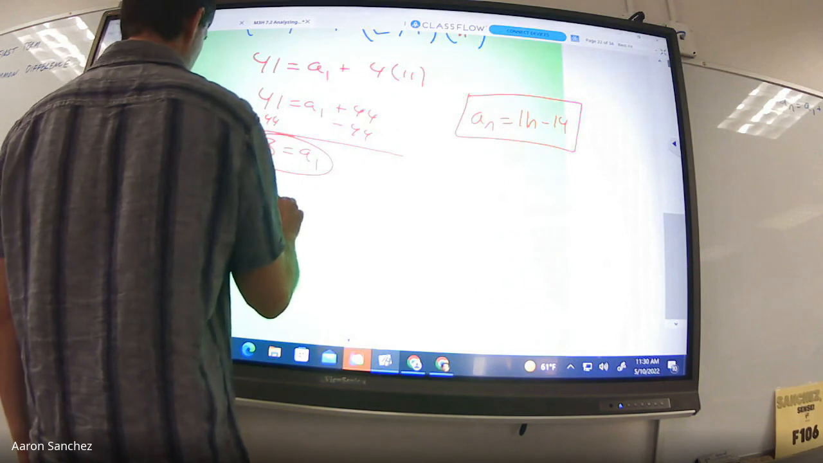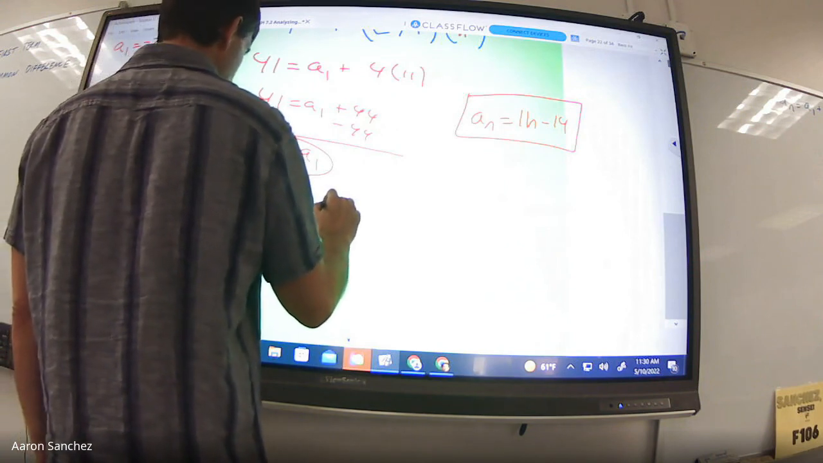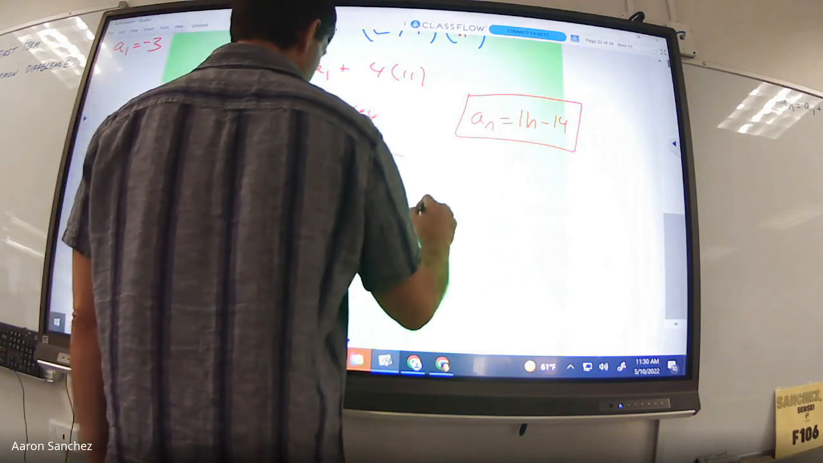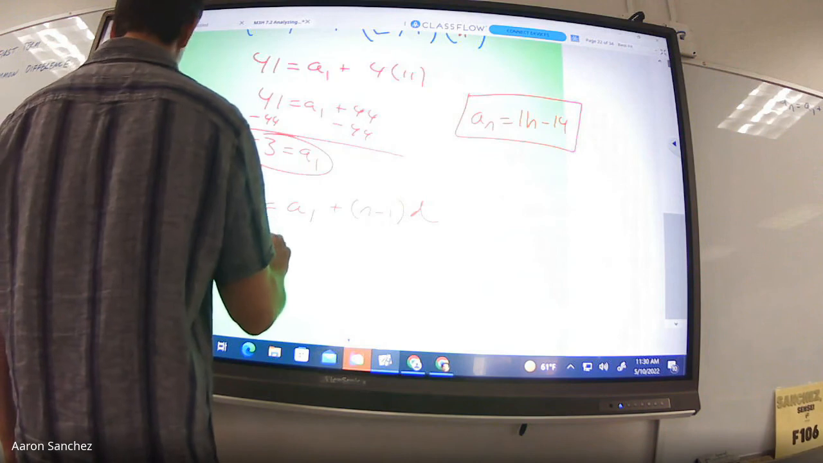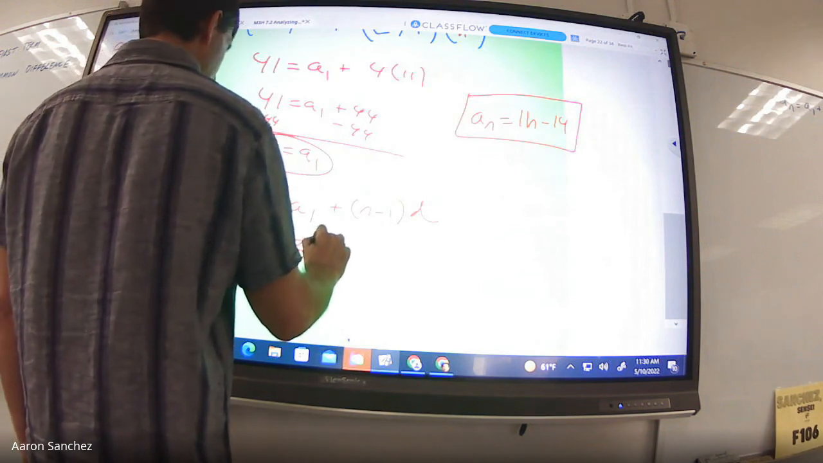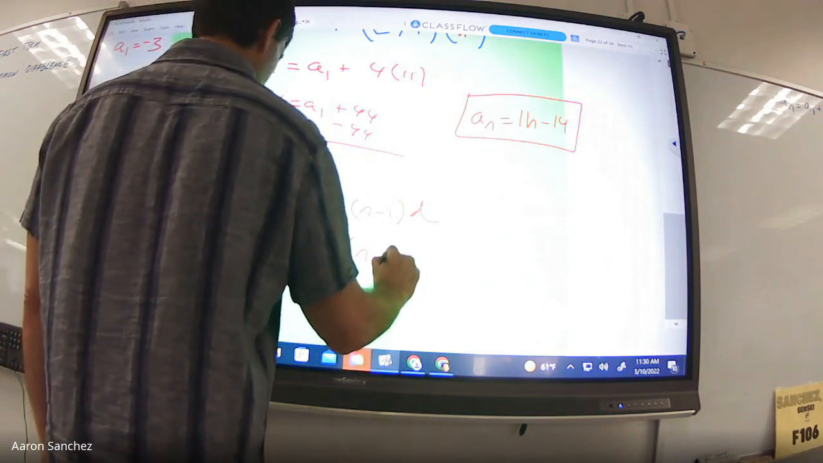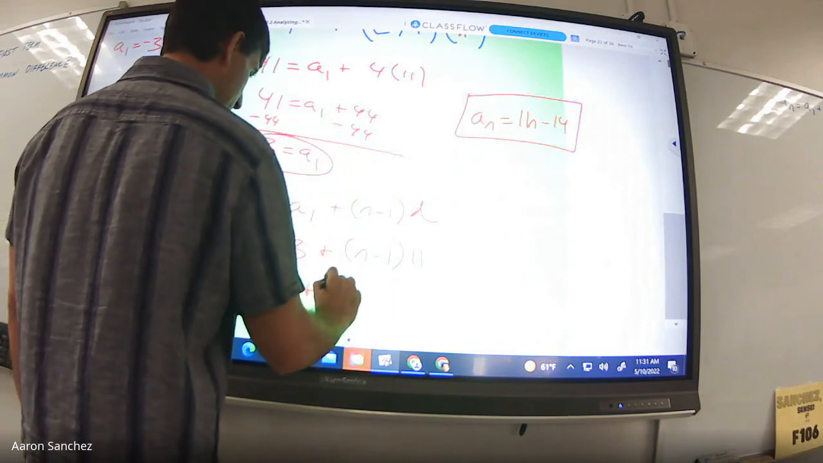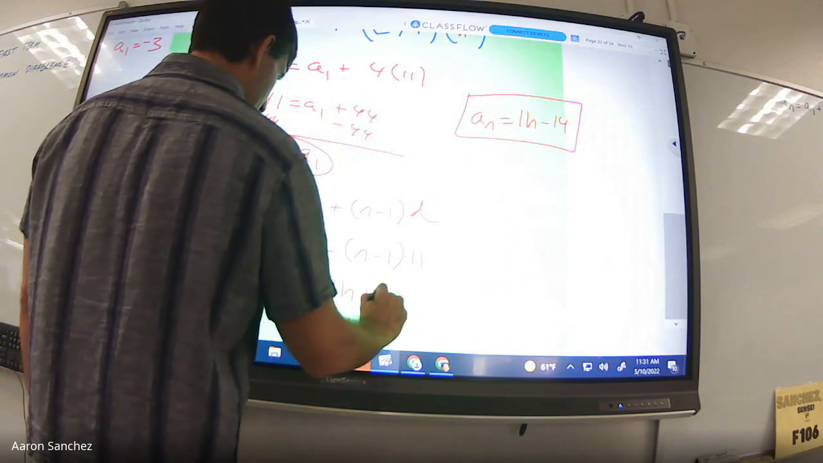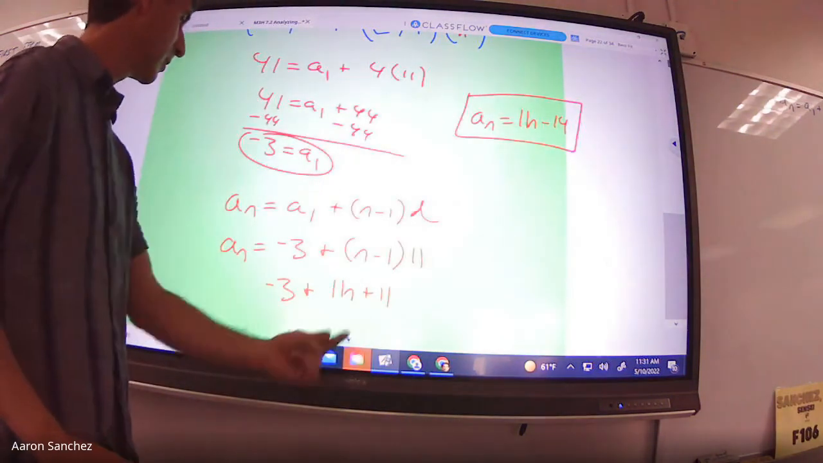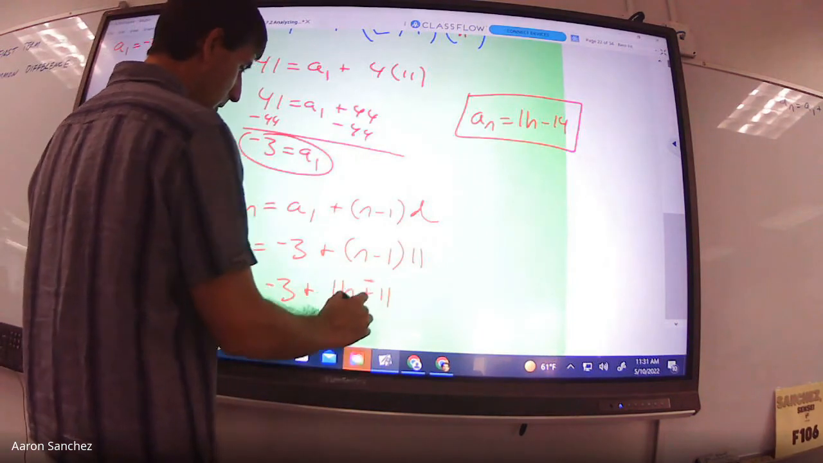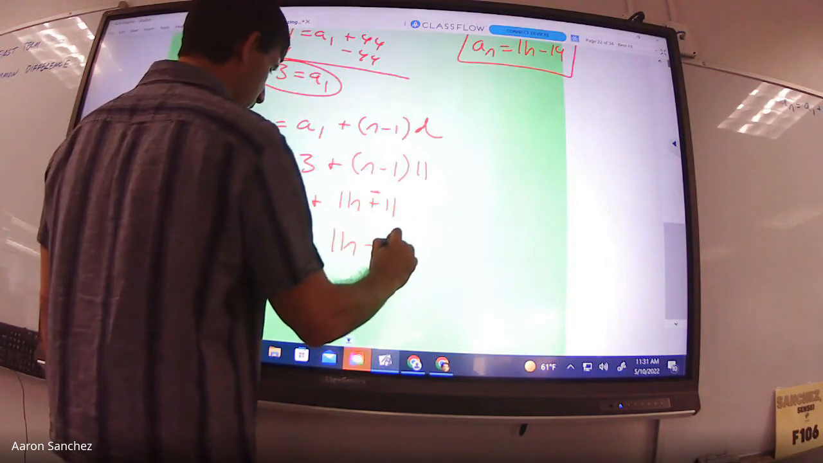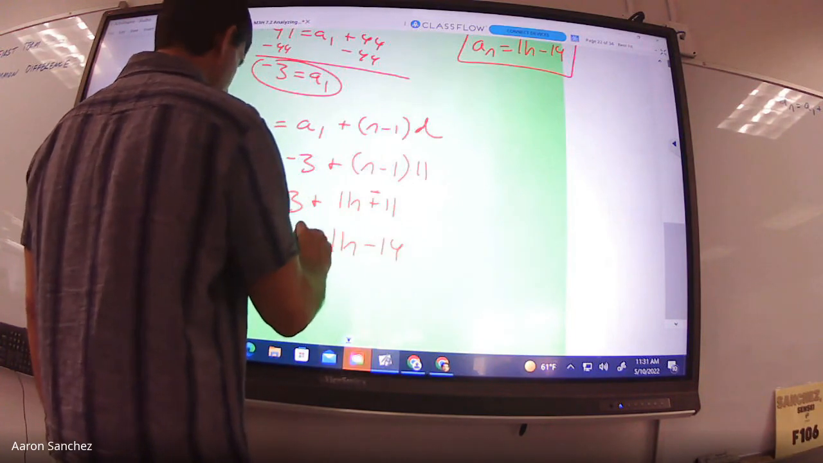You can plug it in and solve for it, but we just go a sub n equals a sub 1 plus n minus 1 times d. A sub n equals negative 3 plus n minus 1 times 11, and then negative 3 plus 11n minus 11, and then negative 3 minus 11 is 14. So 11n minus 14 equals a sub n.